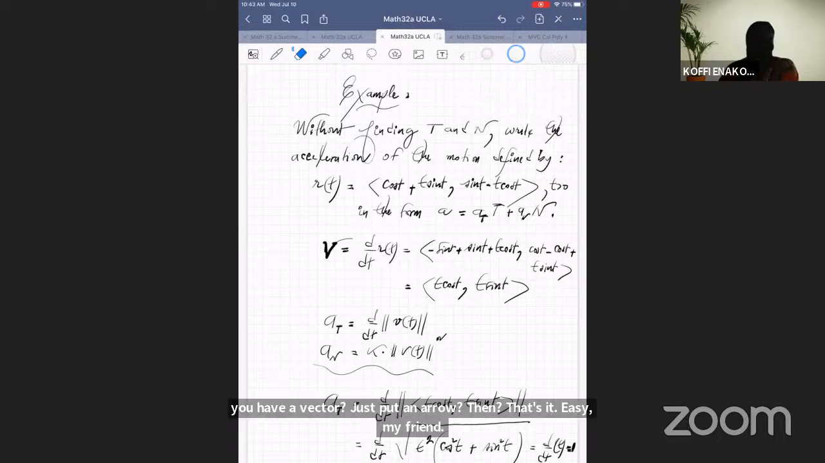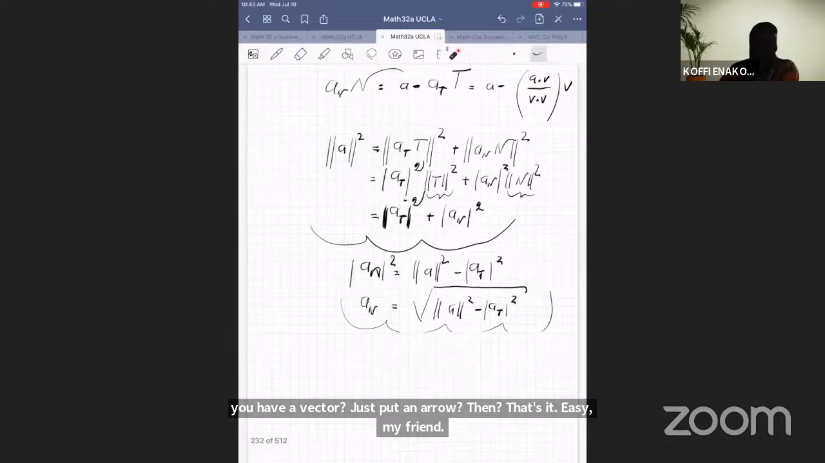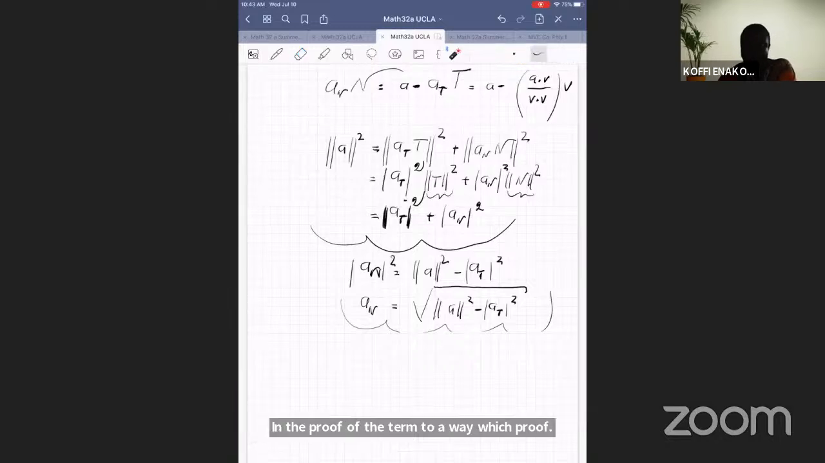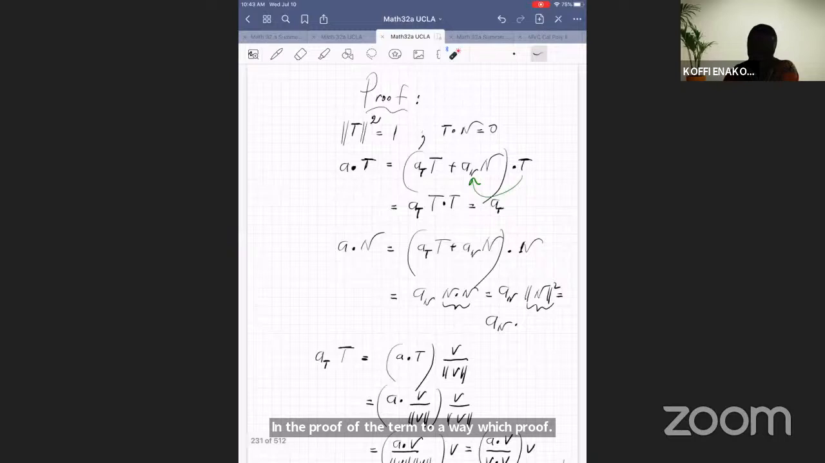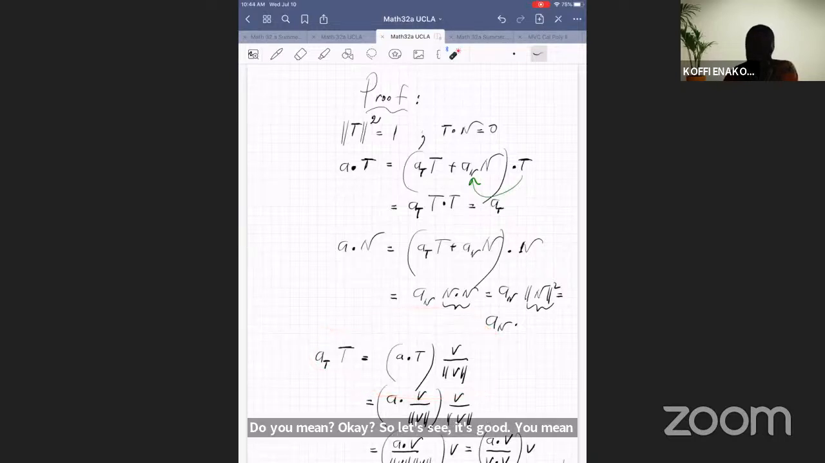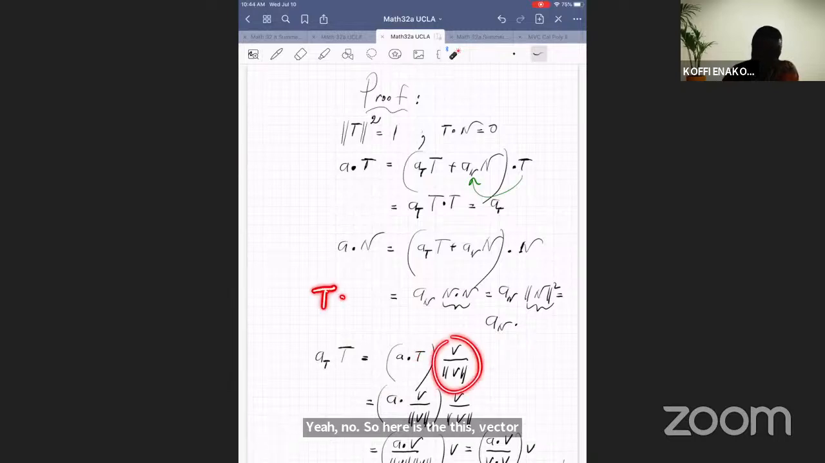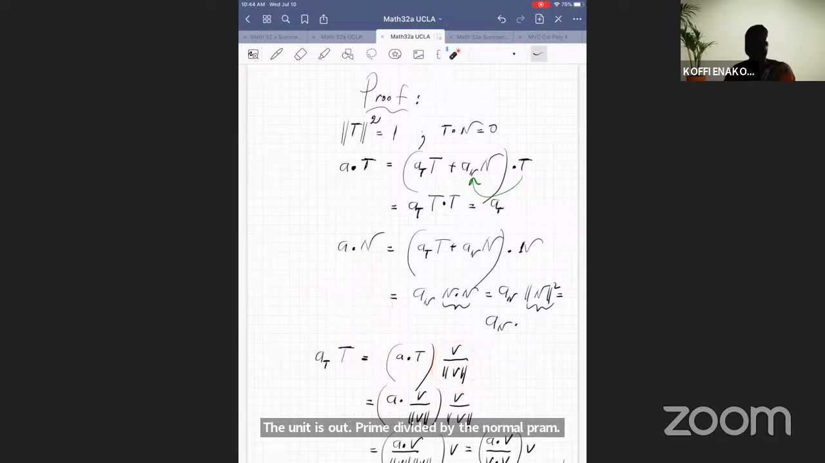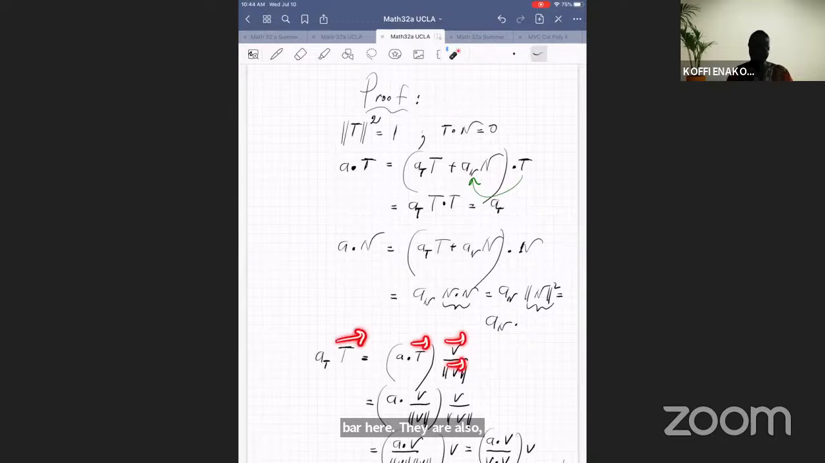In the proof of the theorem, for where? Which proof? Do you mean, okay, so let's see. You mean here, right? Yeah. So here this vector is the unit tangent. The unit tangent is r prime divided by the norm of r prime. But r prime is v, and its norm is the norm of v here. So you can put the arrow on the vectors, not the bar, sorry, the arrow. Okay, my friend.